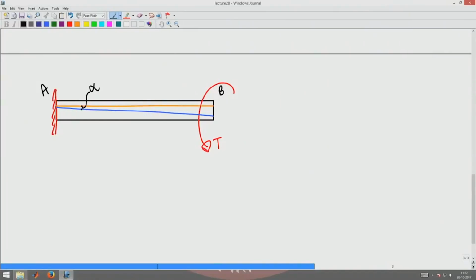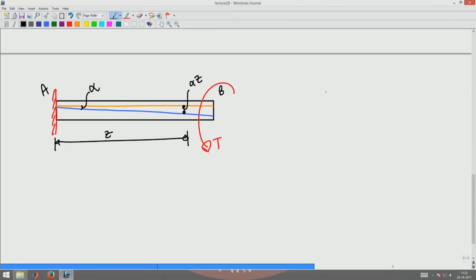Let that rotation be alpha. Then at any section, the rotation of the cross section would be alpha times z. Again I am assuming that the rotation is small, so I can write this as alpha times z, because my axis of the beam is oriented along the z axis. This is the z distance, so that will be alpha times z.